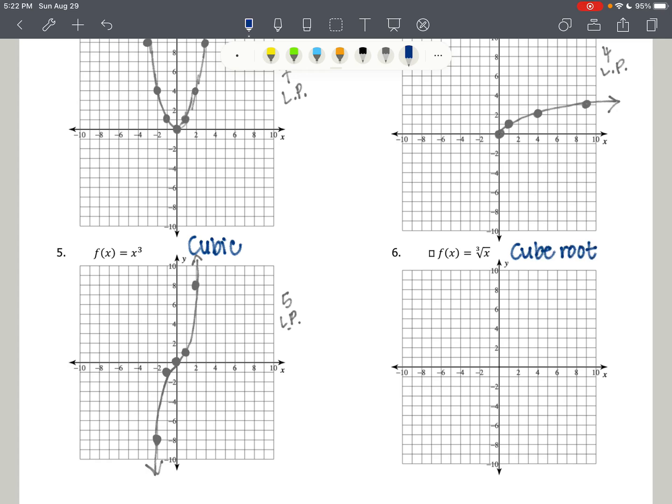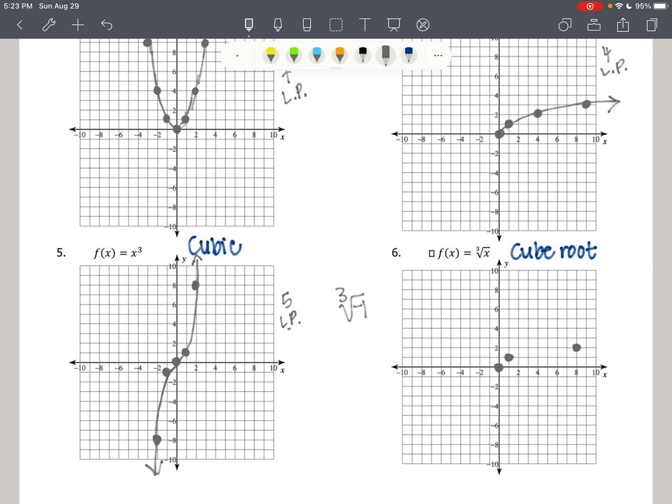A cube root. So this time when you put a positive 8 in, the cube root of 8 is 2. We know that from our exponent quiz, because 2 cubed is 8, so the cube root of 8 would be 2. And then the cube root of 1 would be 1, so you put a 1 in for x and you're going to get a 1. Cube root of 0 is 0. And then this part's interesting.